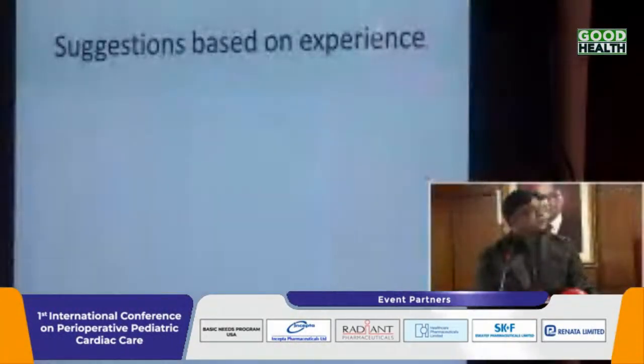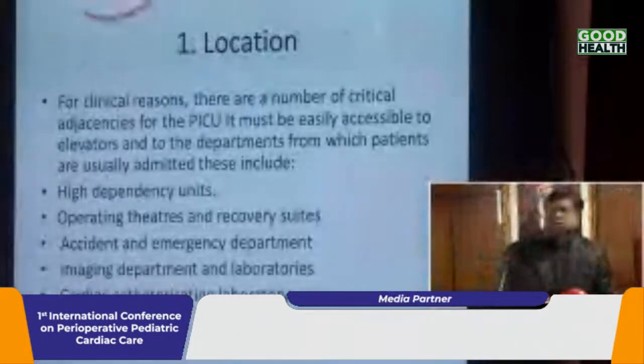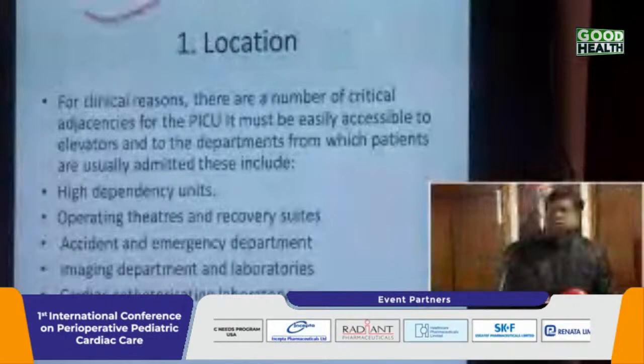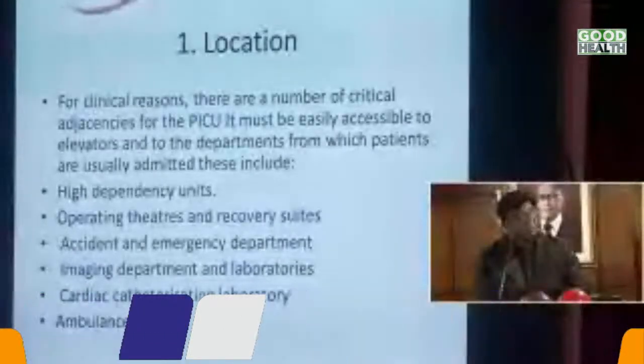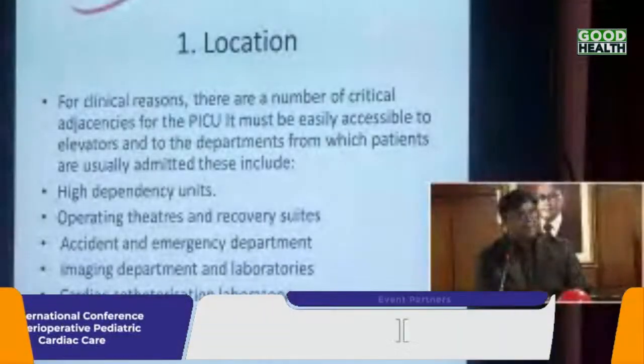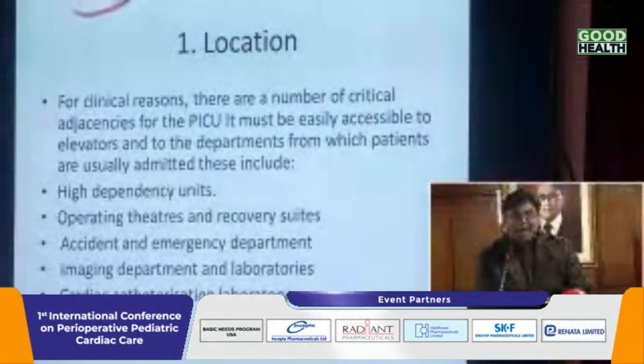So based on our experience, which is the topic, we have got some suggestions. First, the location for clinical regions. There are a number of critical adjacencies for the PICU. It must be easily accessible to the elevators and to the departments from which patients are usually admitted. These include high dependency units, operating theaters, accident and emergency department, imaging department, cardiac catheterization laboratory, which we don't have yet, and ambulance access. The size depends on such factors like how many ventilators are there, how many PICU patients are transferred, and also the location.